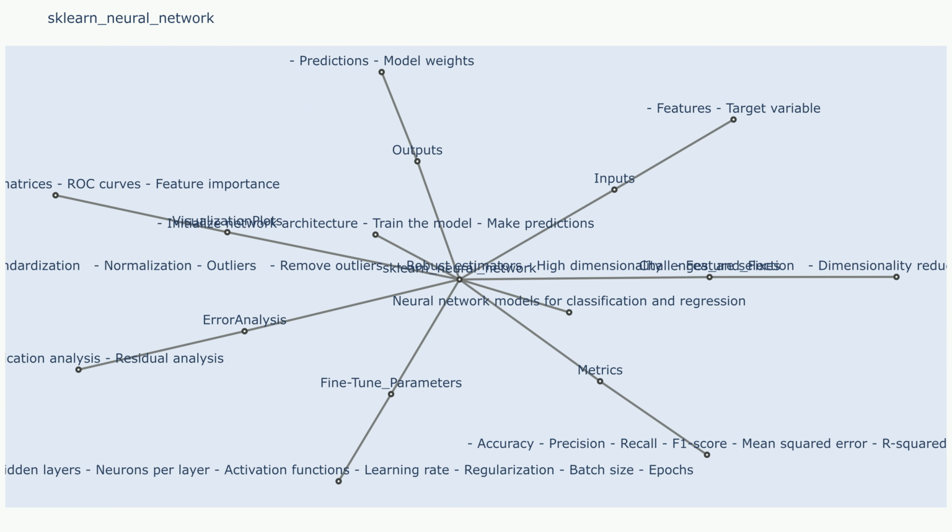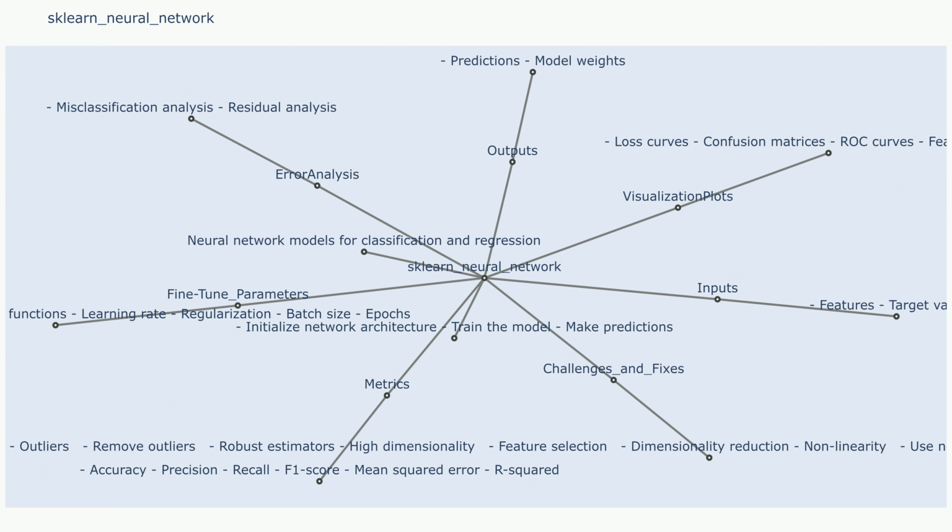ReLU can help to prevent vanishing gradients. Gradient clipping: limiting the magnitude of gradients during backpropagation. Batch normalization: normalizing the activations of each layer, improving the stability of the training process.